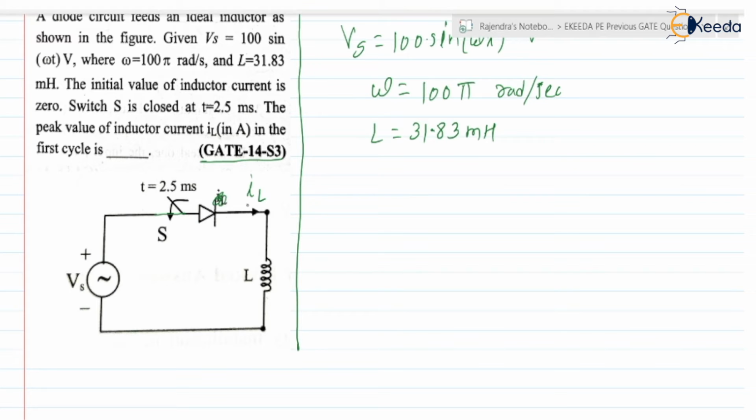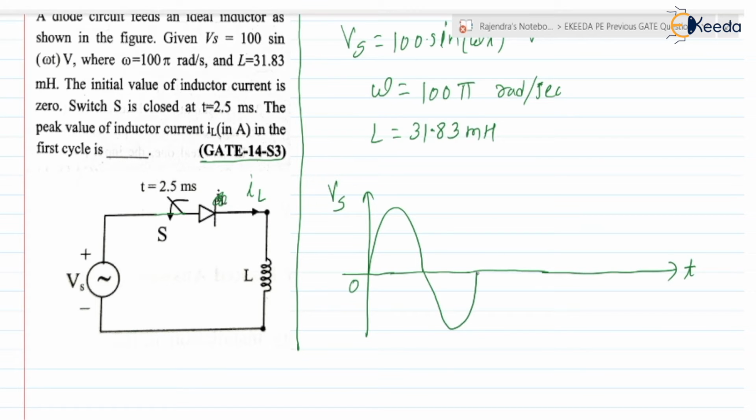So after 2.5 millisecond, it is like this. Or let us first draw the waveform for the supply voltage Vs. It is equal to Vm sin(omega t). I am writing it in terms of t. So this waveform of Vs will be like this. It is a pure sinusoid.